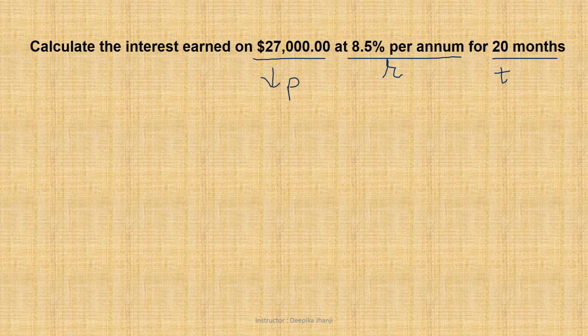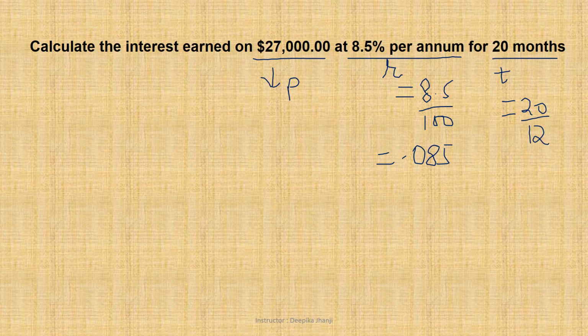So this is T. Now R is always in decimals, so we can convert R as 8.5 divided by 100, and this comes out to be 0.085. And time is in months, so it should be in years. Let's convert 20 months into years by dividing by 12. So 20 by 12. Consider the formula I equals PRT, and let's plug in all the values here. When we calculate the interest using the calculator, our interest comes out to be $3,825.